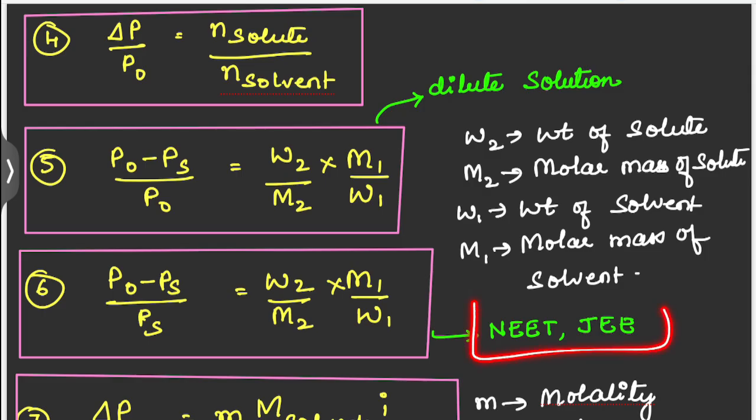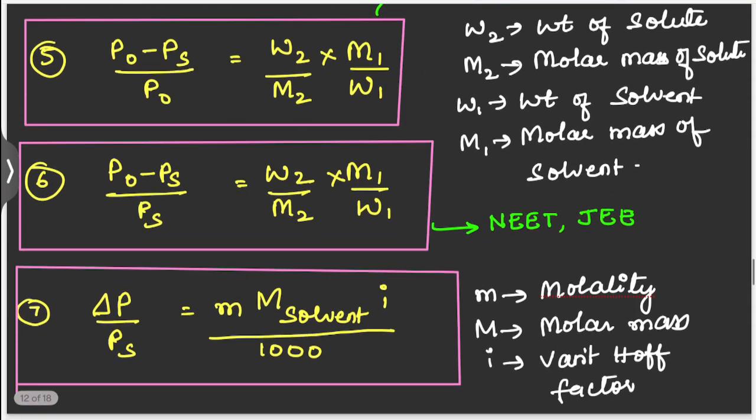Therefore, it is recommended in NEET and JEE examination, we are going to use this formula. There is slight change. Instead of P naught, we are going to use here PS. P naught minus PS divided by PS is equal to W2 divided by M2 into M1 by W1. So this is the formula we are going to use.